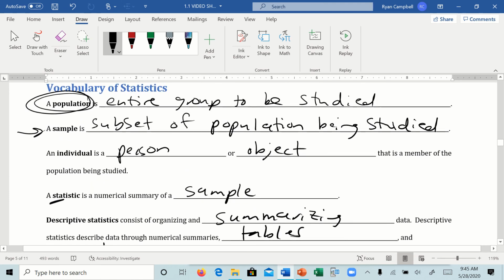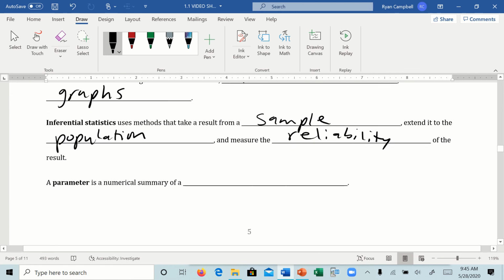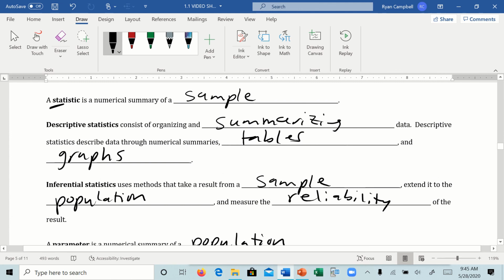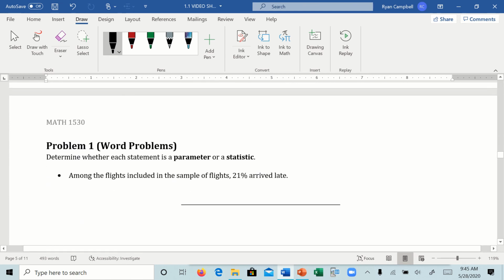Since that's statistics, we'll be talking about that a lot this semester, so I'll be able to remind you over and over again. A parameter is the numerical summary of a population. So a sample goes with a statistic, and a population goes with a parameter. If you notice SSPP, hopefully that can help you remember. So let's look at an example.